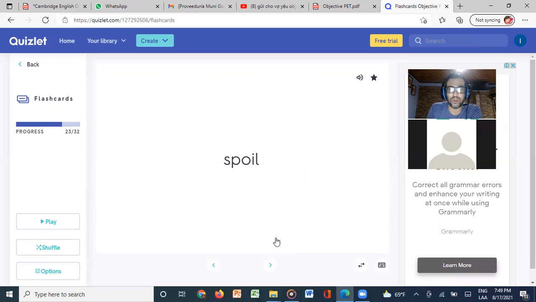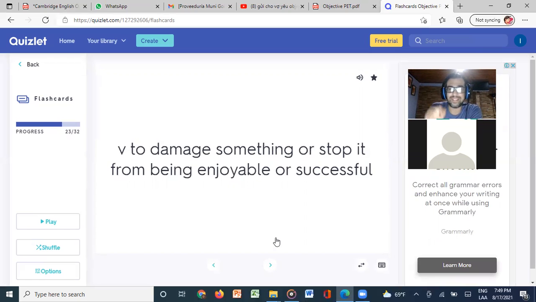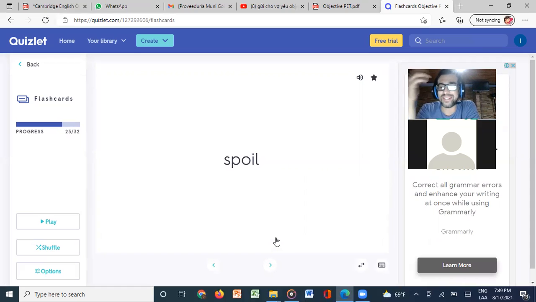Now, 23, we have spoil. Well, what is spoil? In this case it is a verb, to damage something or stop it from being enjoyable or successful, right? So for example, most of the time if somebody tells you about the end of a movie, spoiler. Yes, spoiler, right? So, oh, you just spoiled the movie, right?